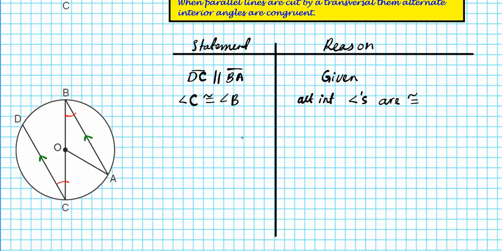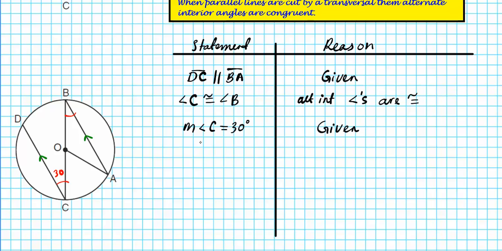Okay. What else do we know? We were told initially that the measure of angle BCD is 30 degrees. So let's go ahead and write that down. The measure of angle C is 30 degrees. That's also another given.